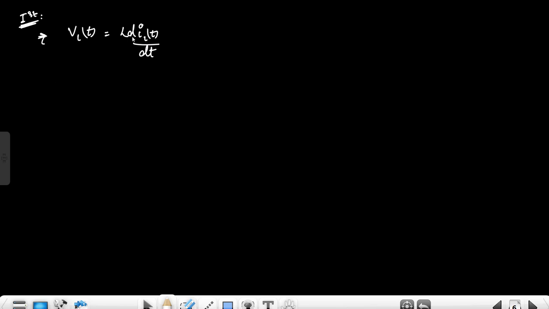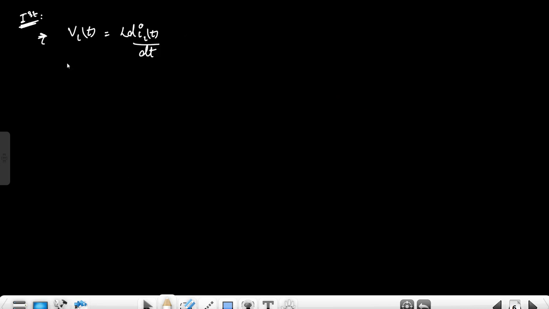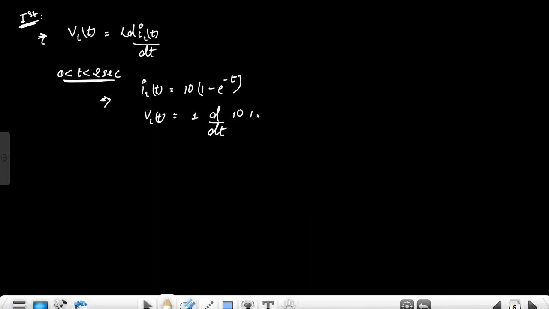तो अब बिकॉज इंडक्टर का जो करंट इक्वेशन है वो भी डिफरेंट है for 0 to 2 सेकंड और after that, 2 सेकंड के बाद। So when we first of all discuss for 0 to 2 seconds, so for this, the inductor current IL of t is 10 into 1 minus e raised to power minus of t. So simply इसको डेरिवेट कर लेंगे. So VL of t will be L, which is 1 Henry, right, and d by dt of this 10 into 1 minus e raised to power minus t.